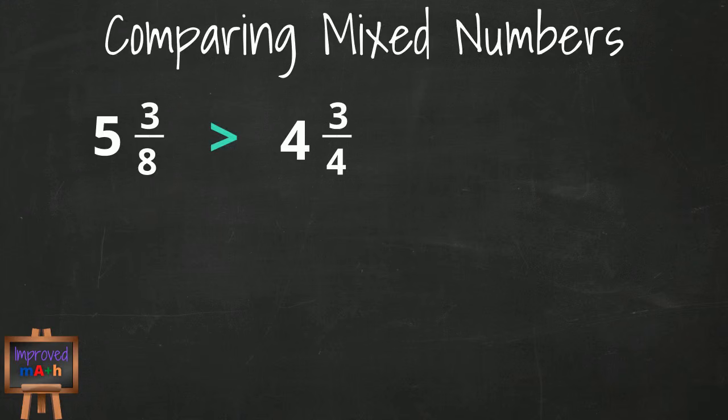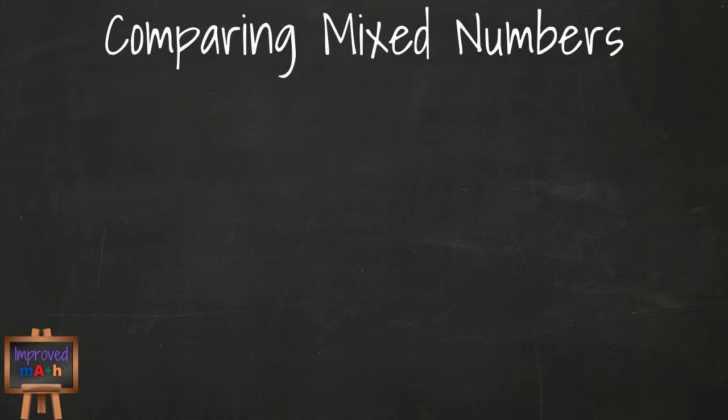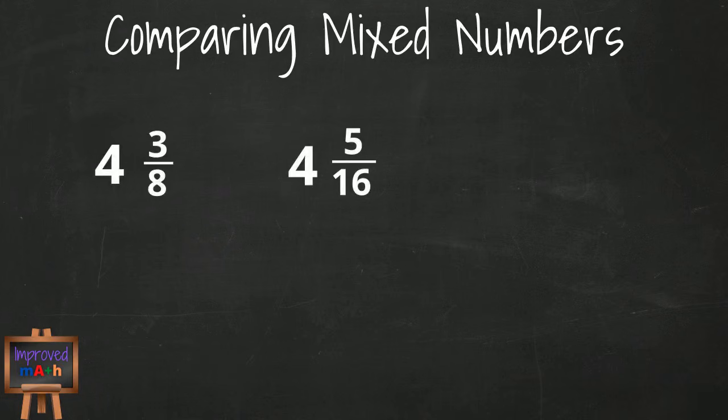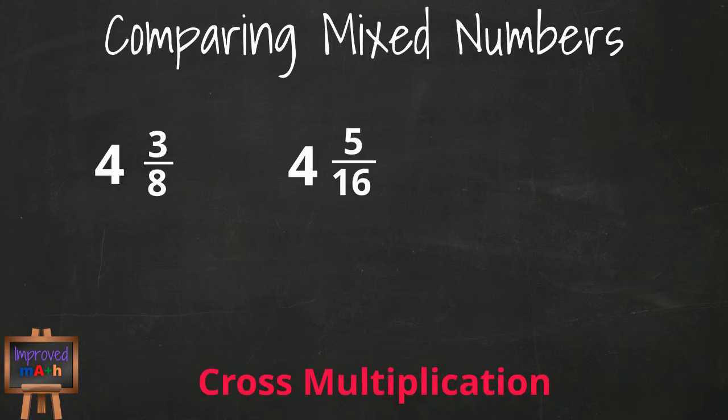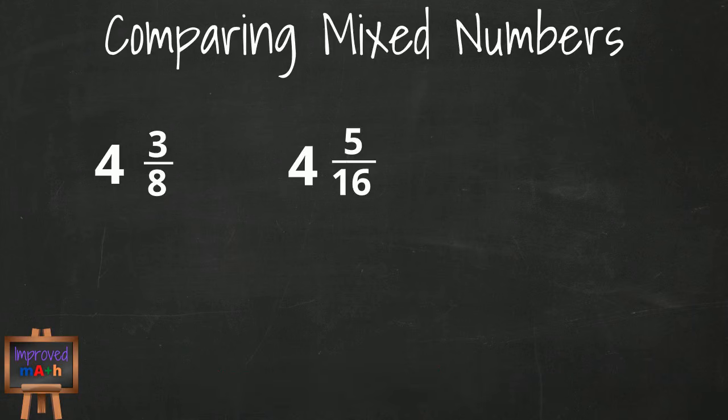But what happens when you have two mixed numbers with the same whole number? Then you have to do a little bit more work to compare the proper fractions. Let's look at this example. 4 3/8 compared to 4 5/16. We're going to look at this by using a concept called cross multiplication. We know that the whole numbers are the same here. They're both 4, so we don't care about that piece of the expression. What we want to focus on is the 3/8 and the 5/16. Let's isolate those two proper fractions to make it easier to evaluate.